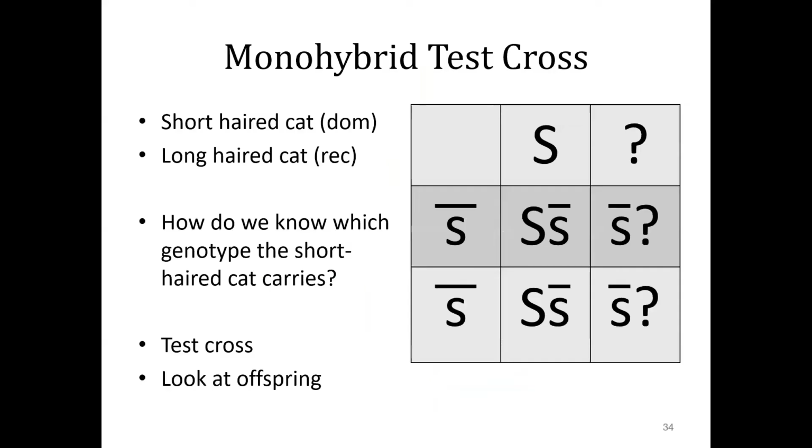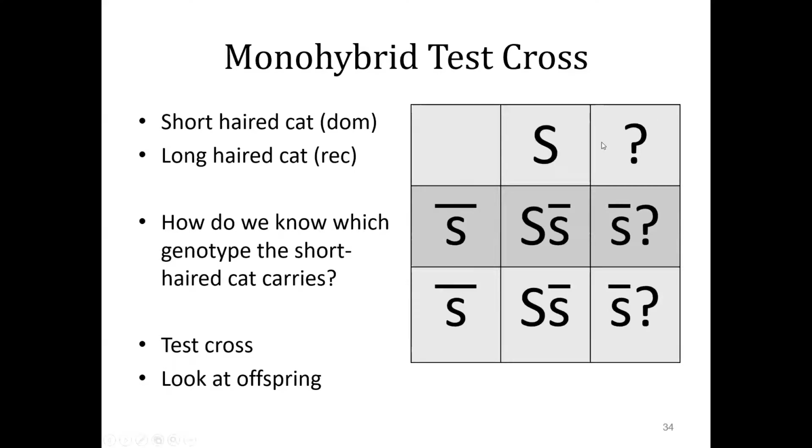As an example, here I give you a test cross with a short-haired cat and a long-haired cat. Long hair in cats is recessive. And so if you see a cat with long hair, you know it has 2 copies of that recessive allele, because if it had any copy of the dominant allele, it would be short-haired. So when someone tells you that the individual is expressing a long-haired trait, you know it's homozygous recessive. It couldn't be anything else.